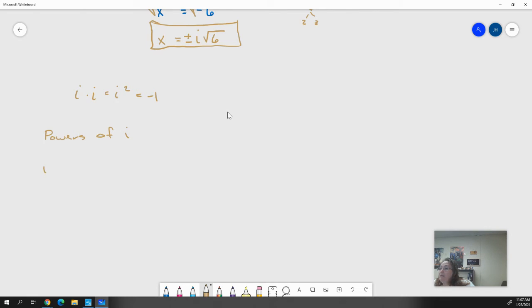what we can see is that, well, i just equals itself, right? i to the first power is just i. i squared, we've already discussed, equals negative 1, and we discussed why it does. i to the third is like saying i squared times another i. So negative 1 times i is just negative i. i to the fourth, well, that's like saying negative i times another negative i, right? Which is just like saying negative 1 times negative 1, which is just positive 1.